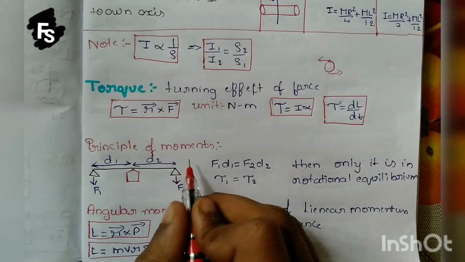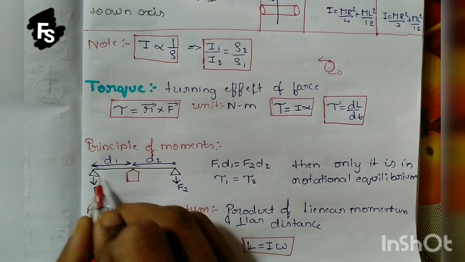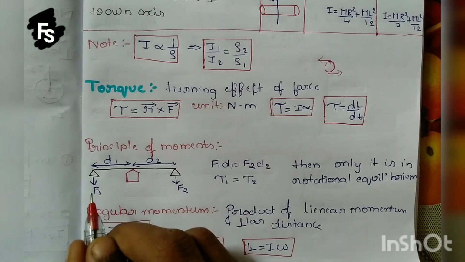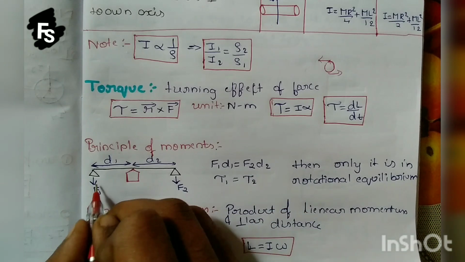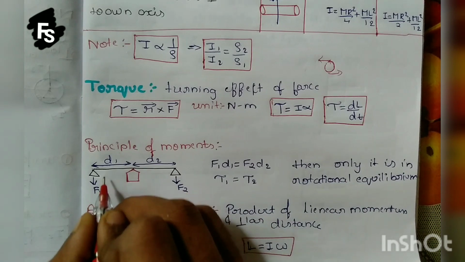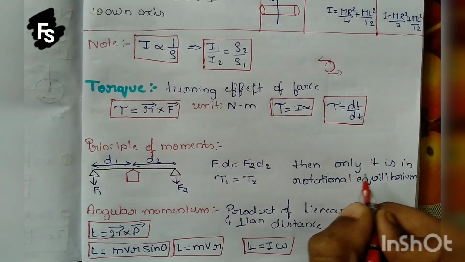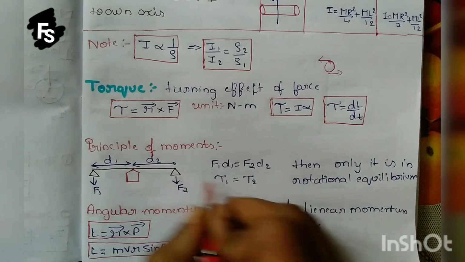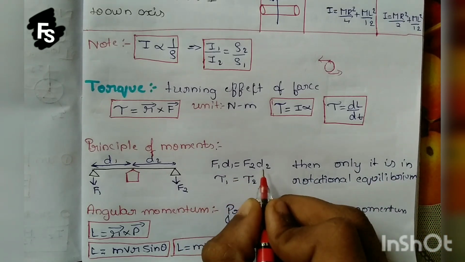Let's come to the principle of moments. The principle of moments states that if there are two forces, to balance, F1 d1 must be equal to F2 d2. So it will be balanced and does not vary anywhere. Torque 1 is equal to torque 2. Then only it is in rotational equilibrium. If you want the system to come to rotational equilibrium, F1 d1 must equal F2 d2.